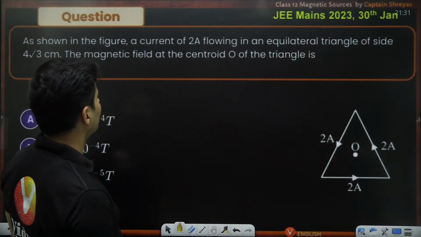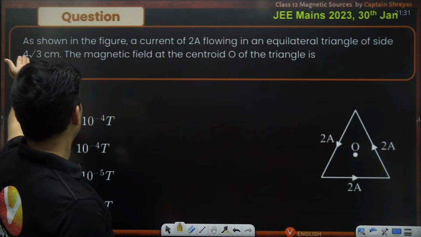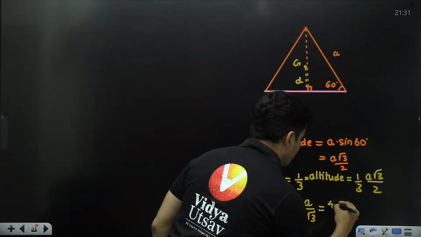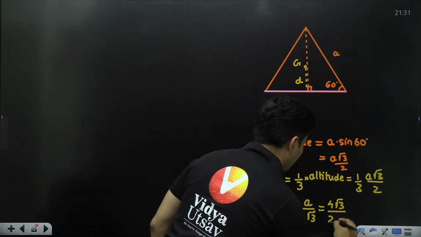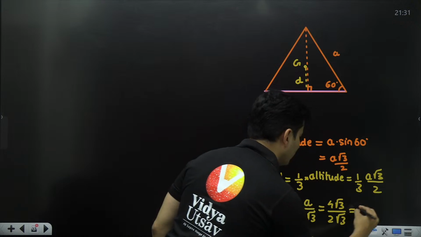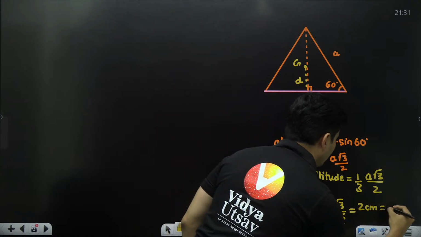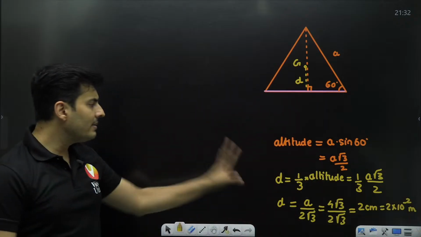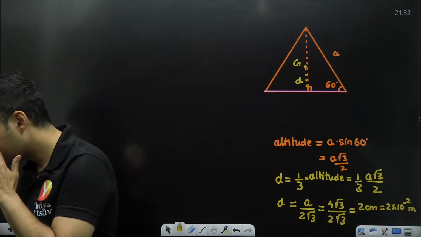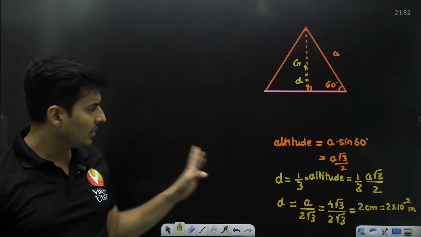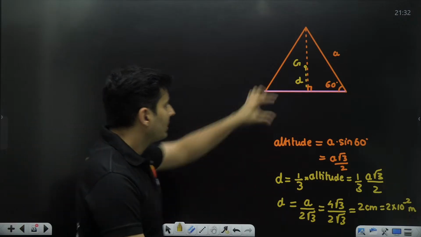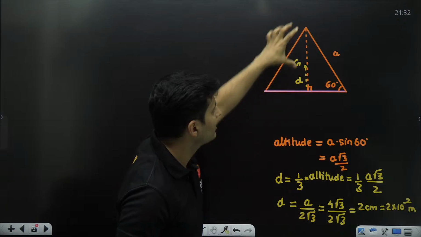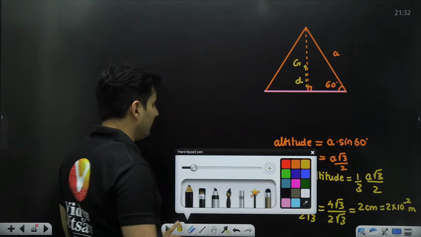But is the distance also given to me? Side length is 4 root 3. So side length is 4 root 3 by 2 root 3. Root 3 cancels. It will become 2 centimeter, which is 2 into 10 to the power negative 2 meters. So we have got d. All right, everyone, perfect. So this is one part, this is two parts. If you divide the altitude into three parts, this is 1/3 of the entire altitude.